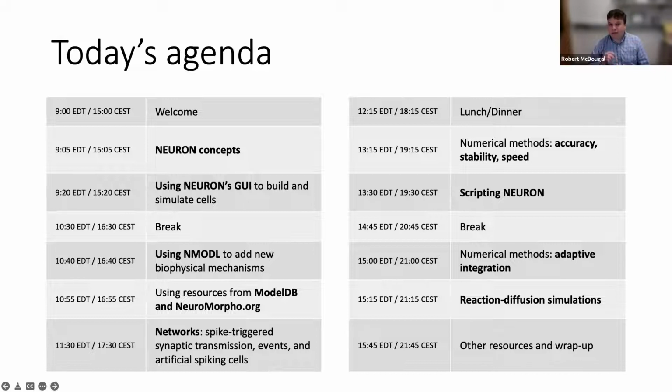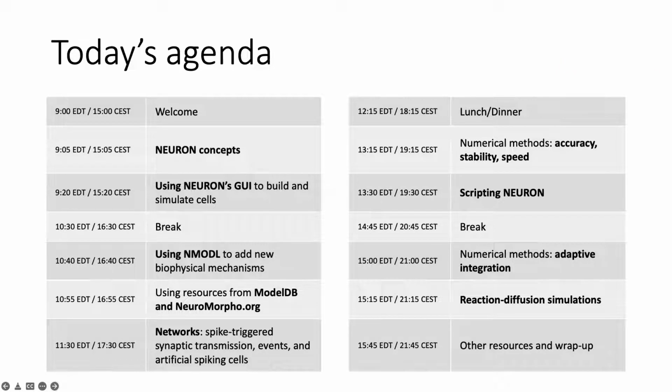Then we'll take a break for lunch or dinner, depending on your time zone. We'll talk about numerical methods: accuracy, stability, speed. I'll come back to talk about scripting Neuron. Everything you can do with Neuron, you can do through Python. We'll take another break, and then come back for a discussion on adaptive integration and reaction diffusion simulations, and then end with a wrap up, introducing some other concepts that we weren't able to get to today, some of which are available in upcoming INCF CNS tutorials. So I do encourage you to check those out as appropriate.